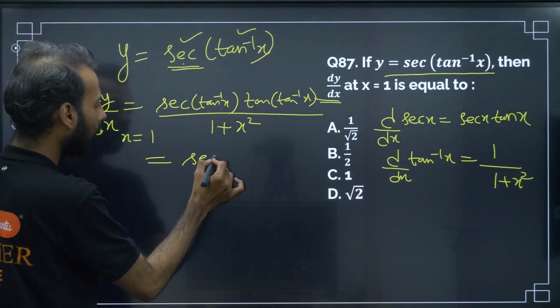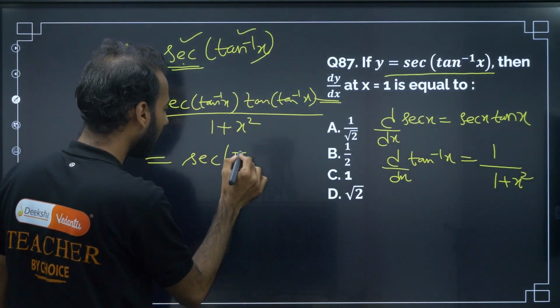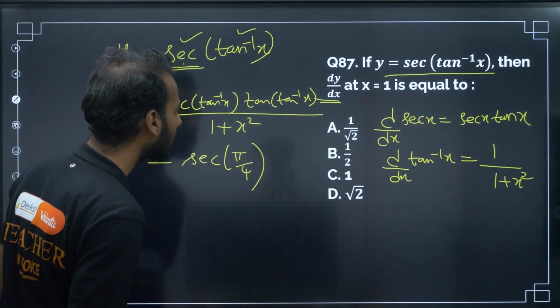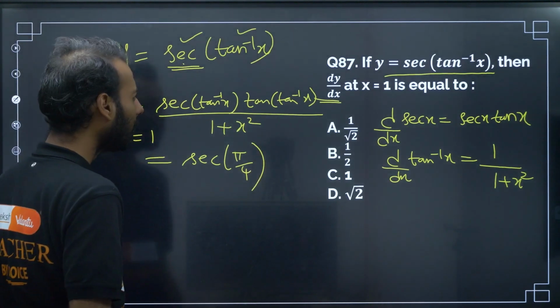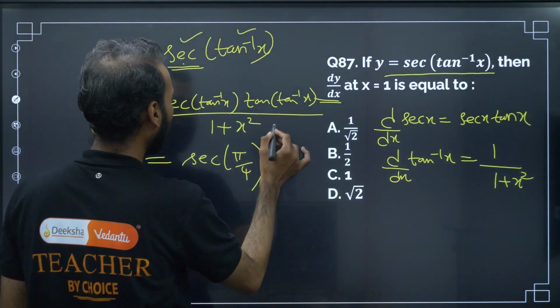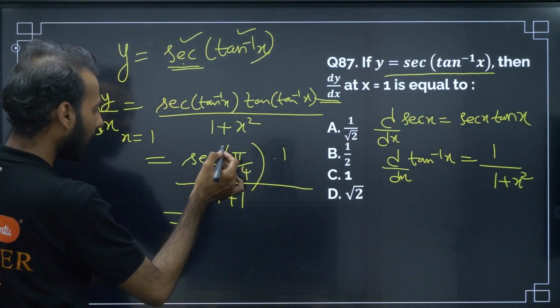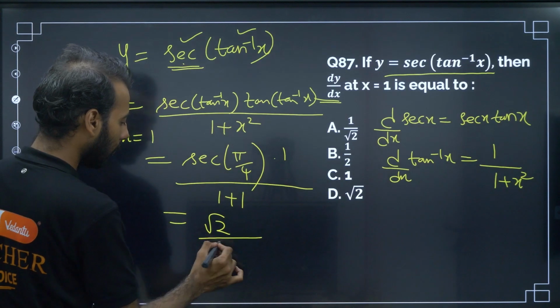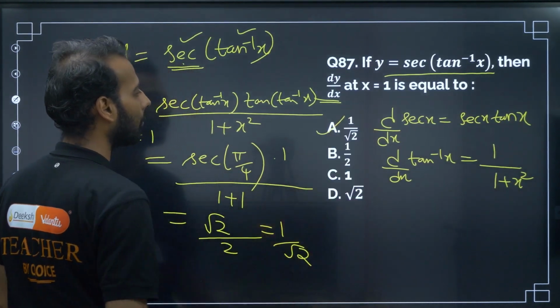So that becomes, at x equal to 1, secant of tan inverse 1. What is tan inverse 1? Tan inverse 1 is pi by 4. Tan of tan inverse 1 is tan pi by 4, which is 1, into 1 by 1 plus 1. Secant pi by 4 is root 2. So this becomes 1 by root 2. A is the answer.